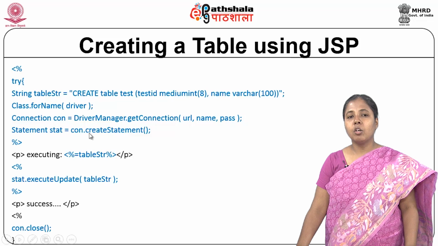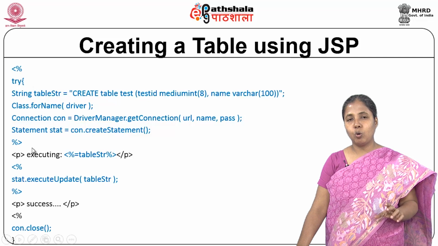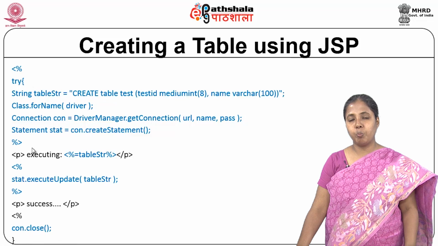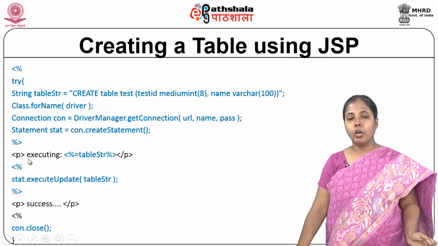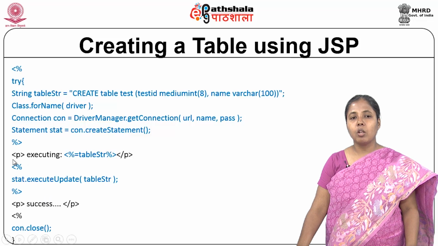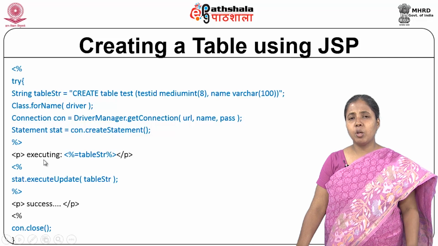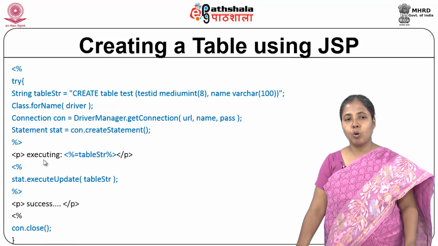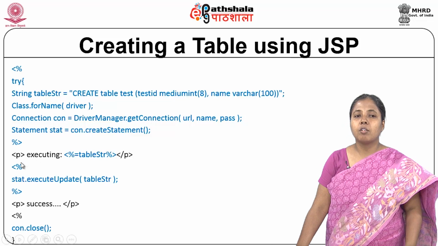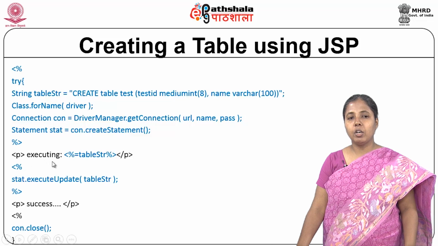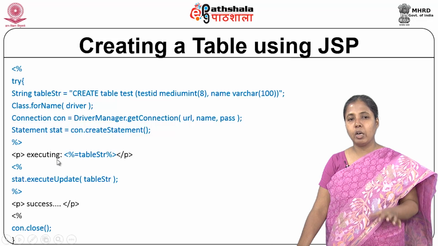Once you make a connection, we can create a statement using the createStatement method. So the statement would now be created. So this is the part of the Java code you are putting within this page, and now you are displaying a statement like executing. This is your HTML, the text that is displayed in your browser. It's a paragraph tag within which you give the text as executing colon. So this would get displayed.